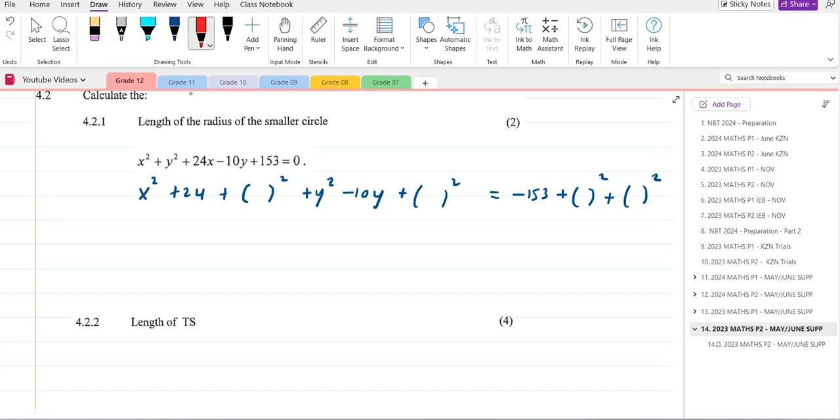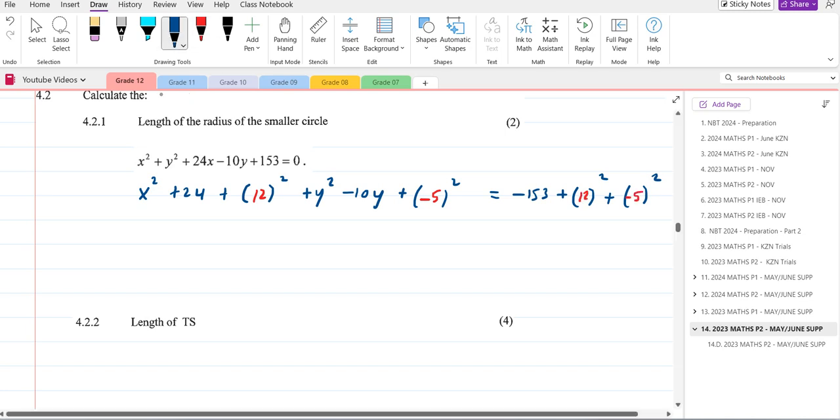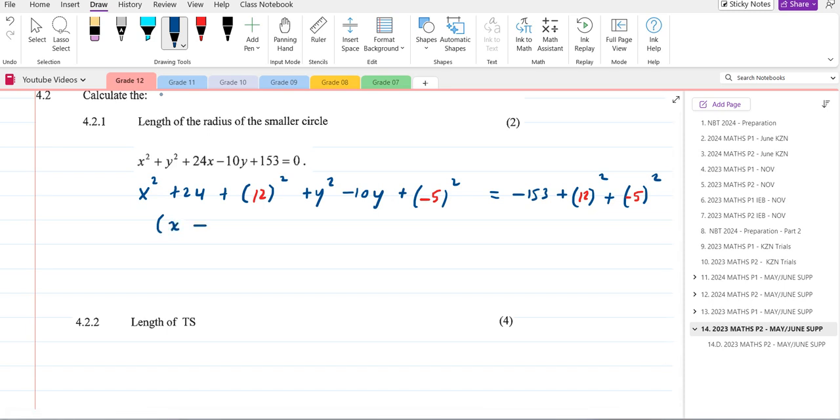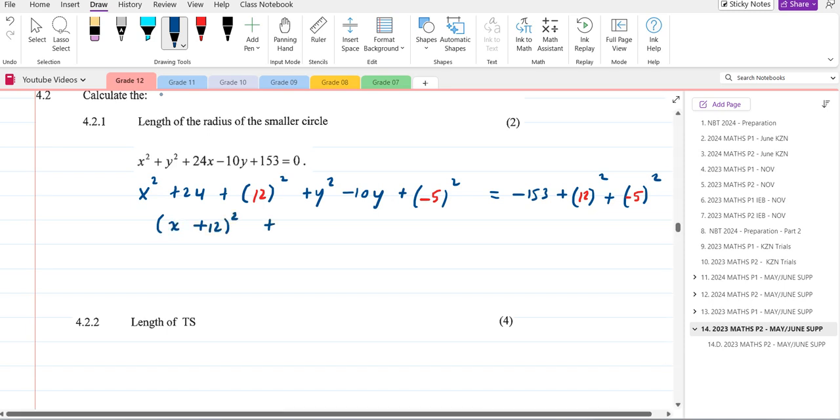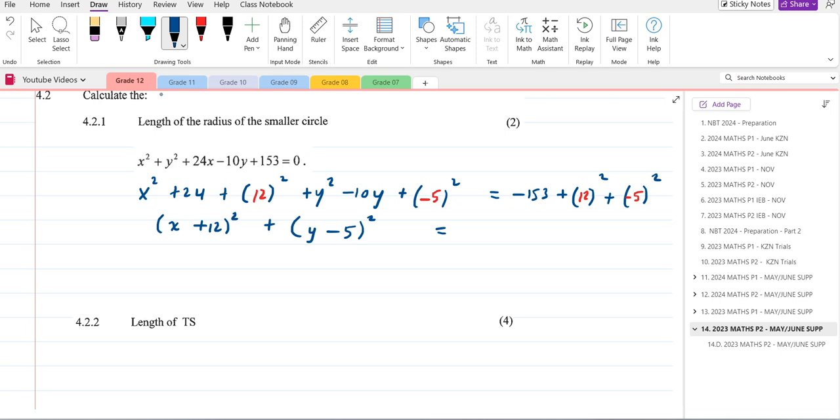Now what is that something squared? 24 divided by 2, so that's 12, and minus 10 divided by 2, which is minus 5. So same here, 12 and minus 5. Now what we have on this side is x, the value of this is just plus 12 all squared, plus y, the value of that is just minus 5 all squared. So we get this perfect square here. Negative 153, 12 squared is 144, 25, 144 plus 25 is 169.